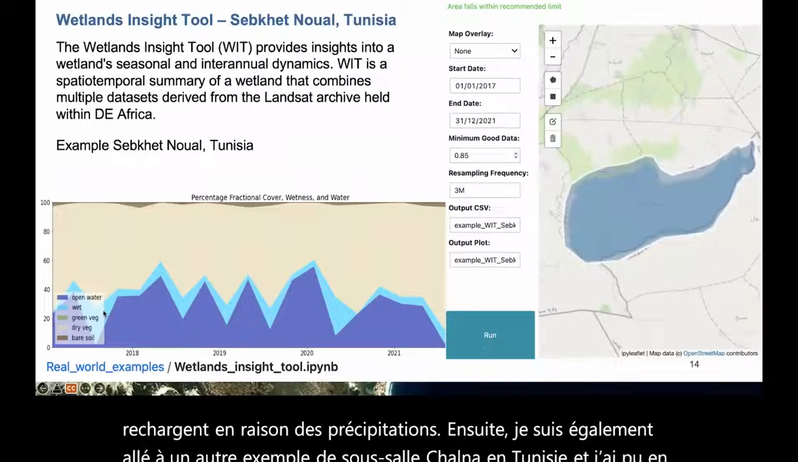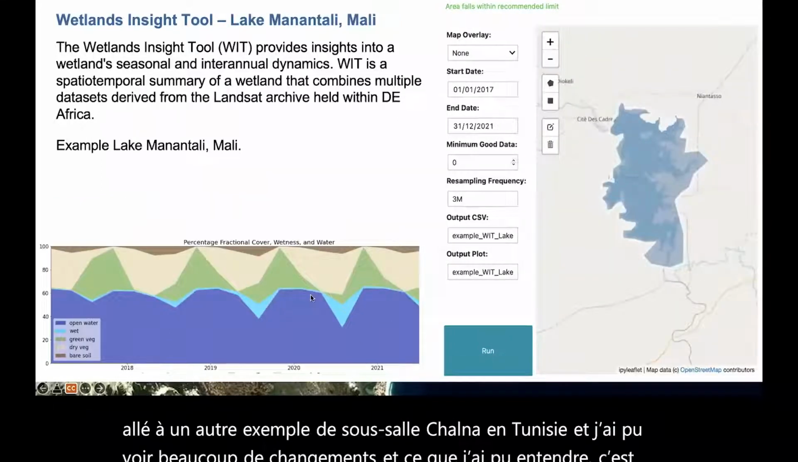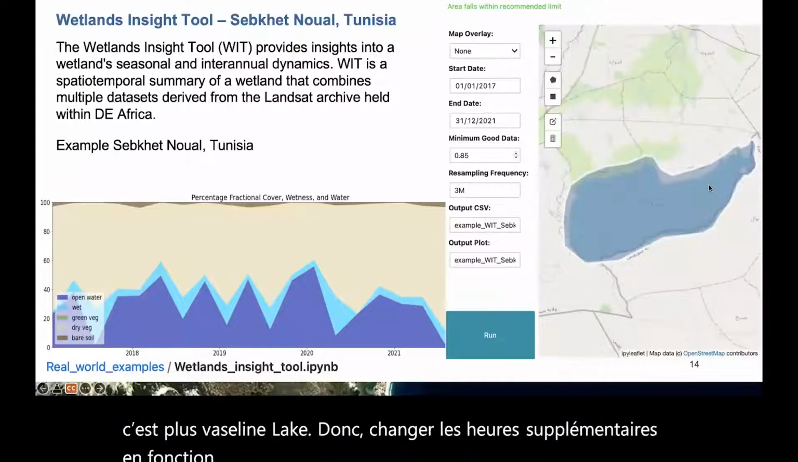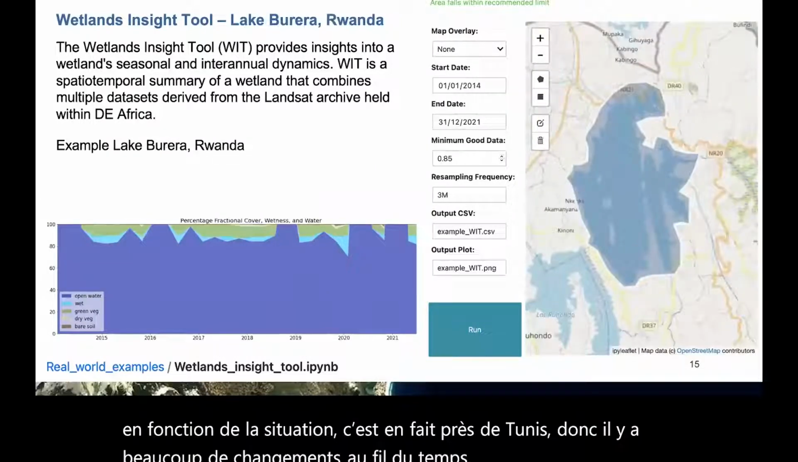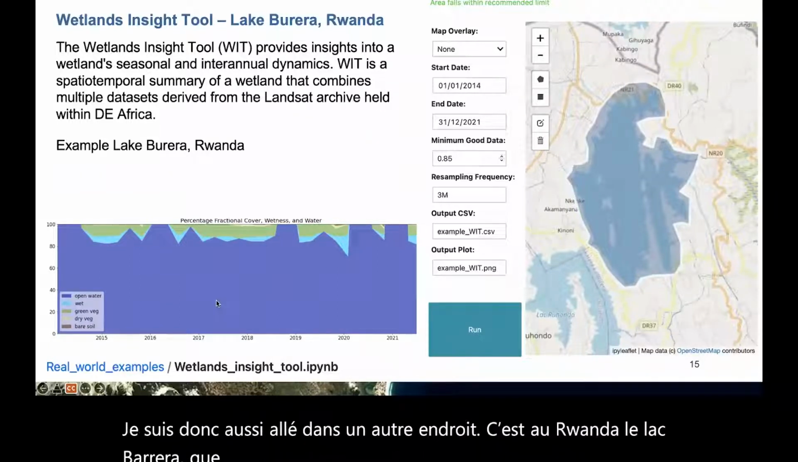And what I was able to hear is that it's more of a saline lake, so changing over time based on the situation. It's actually near Tunis, so there's a lot of change over time. So I also went to another place. This is in Rwanda, Lake Burera, which I know Joseph might have heard about.